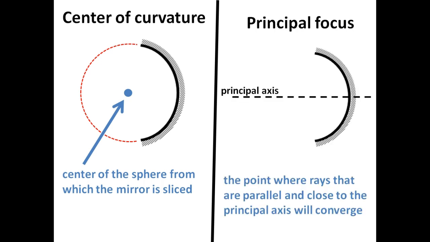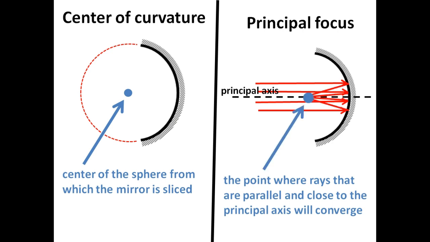You explained that the principal focus of a concave mirror is the point where rays that are parallel and close to the principal axis will converge after reflection on the mirror. Great. I'm so proud of you.